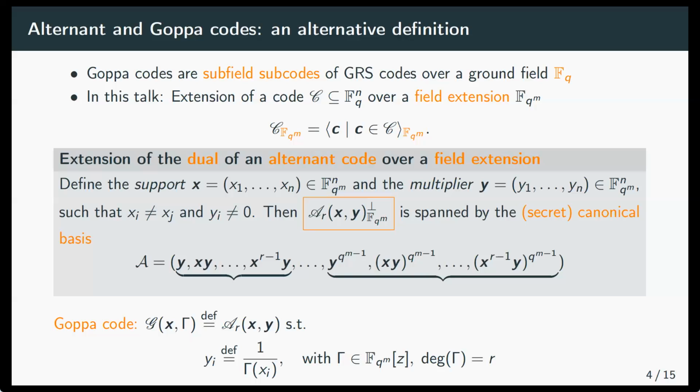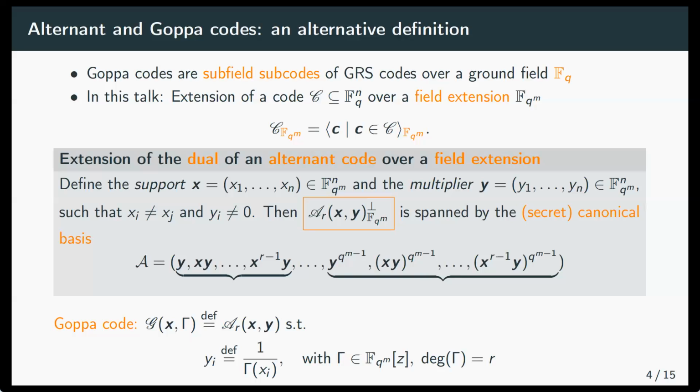So we define a positive integer r, and two vectors x and y, both of them in F_{q^m} to the n. An alternant code of degree r with support x and multiplier y is defined as the code whose dual in the extension field is spanned by this basis, calligraphic A, where we have all the vectors of the form y times some power of x, between 0 and r minus 1. And then for each of these elements, we also take all the images under the Frobenius. But okay, this is an alternant code.